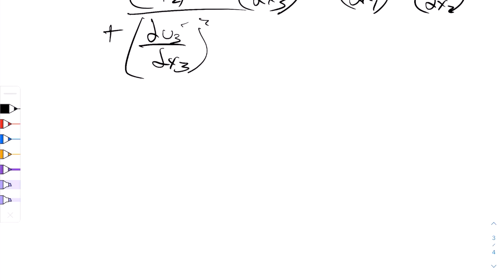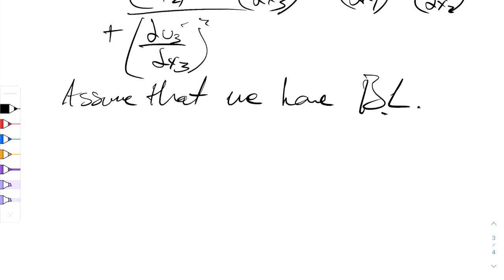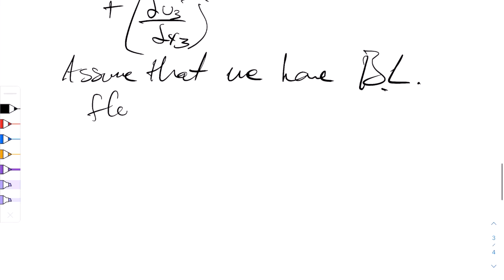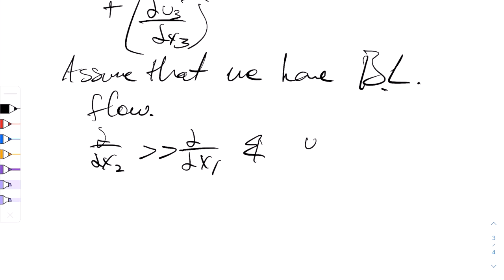Now let's make another assumption. Let's assume that we have a boundary layer, which I'll just abbreviate as BL flow. What do we have then? Partial of partial x2 is much greater than partial of partial x1, right? That means the derivatives in the y direction, the cross-stream direction away from the flow, are much greater than in the streamwise direction. And u2 is much, much smaller than u1. That is, v is much, much smaller than u.